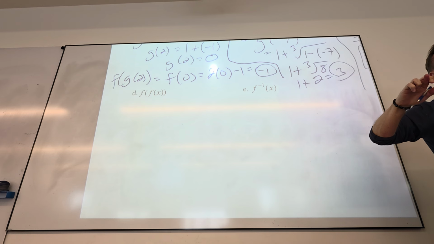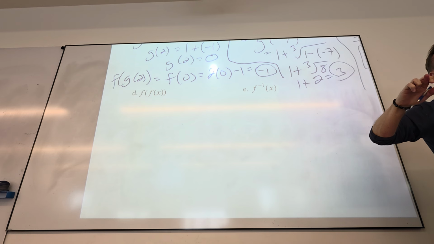And what is f? 2 times stuff minus 1. What does the f function do? It doubles stuff and then it takes 1 away. What is it doubling and taking 1 away from? 2x minus 1. So it doubles it and then it takes 1 away.